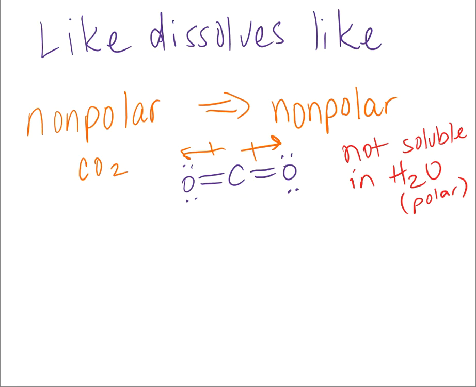So you have something that's looking to form those strong hydrogen bonds, but then you have carbon dioxide, which cannot form those bonds. So these are two things that are not alike, so they will not be soluble.